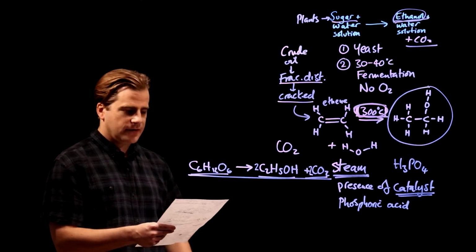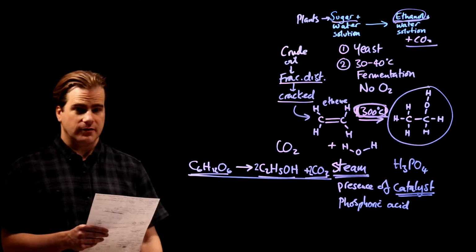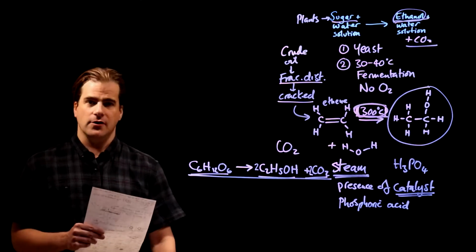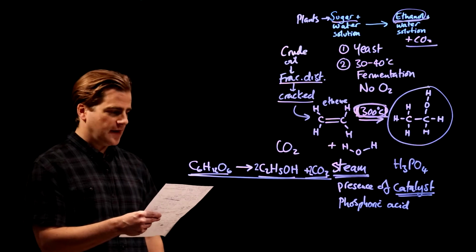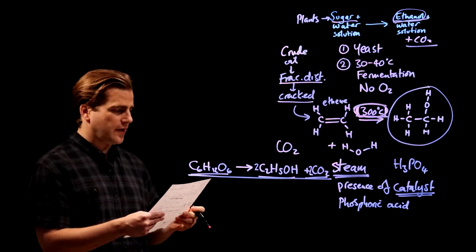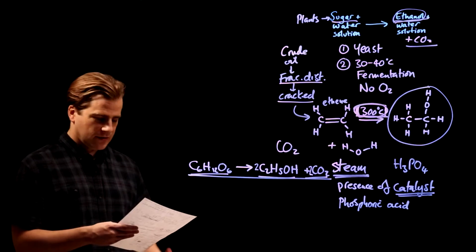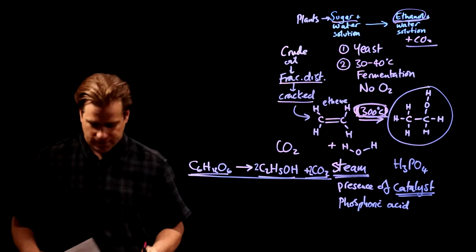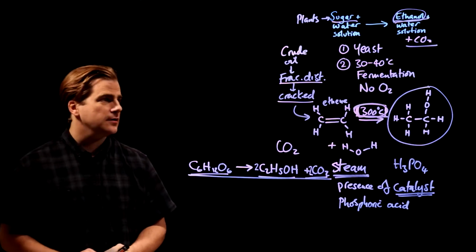Right, the last bit. Ethanol has a boiling point of 78 degrees C. Water has a boiling point of 100 degrees C. Describe how distillation is used to separate a mixture of ethanol and water. 3 marks. Okay, so I'll do this in a different colour.